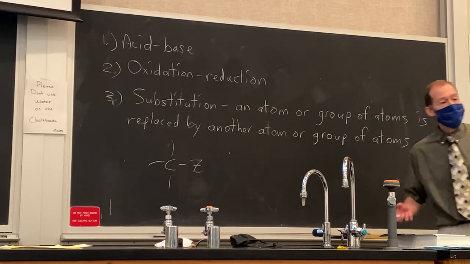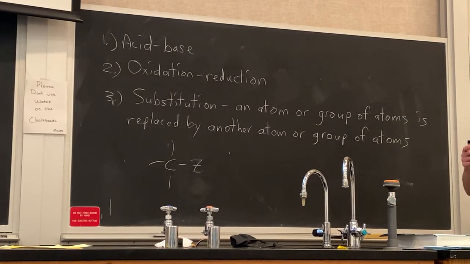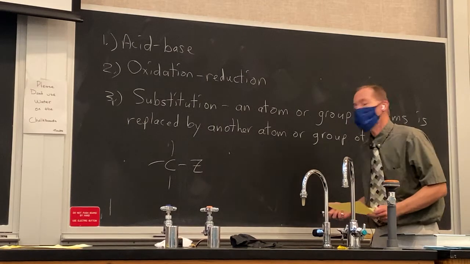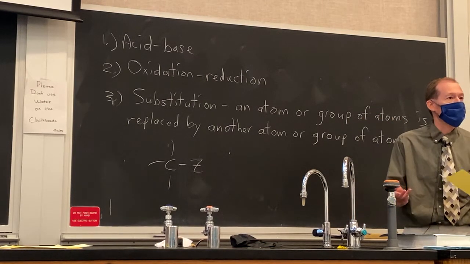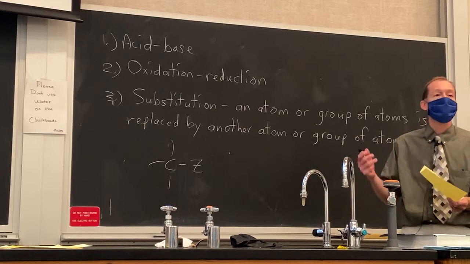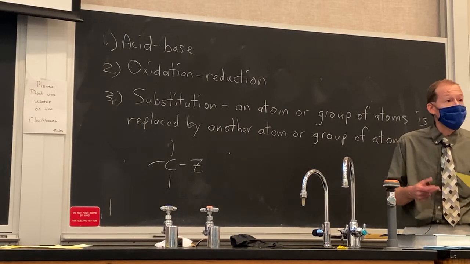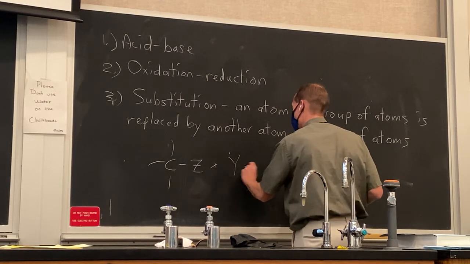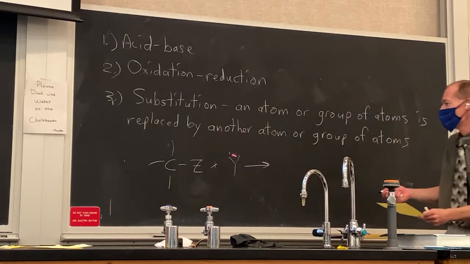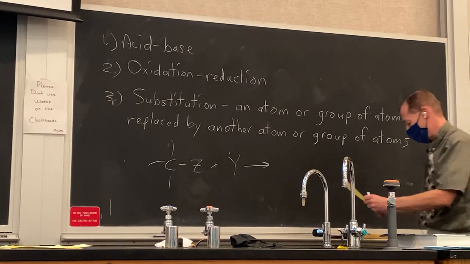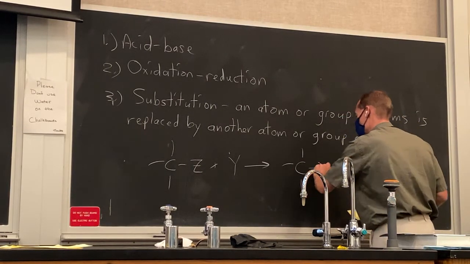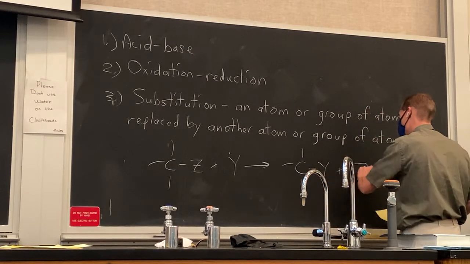So Z is going to be our atom or group of atoms that's getting replaced. Sometimes it's a heteroatom, such as a bromine or a chlorine. Other times it can be a hydrogen. But we react that with another substance. We'll just call it Y in this particular case. And what we'll find is that Y is replacing Z.